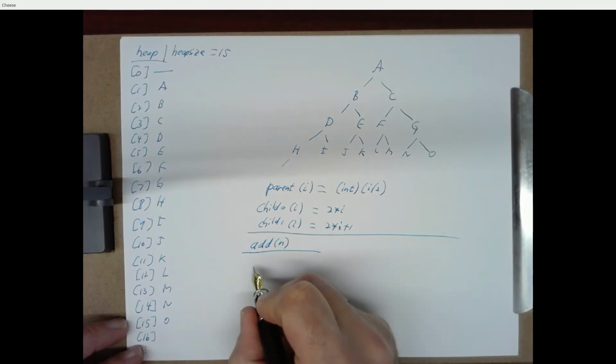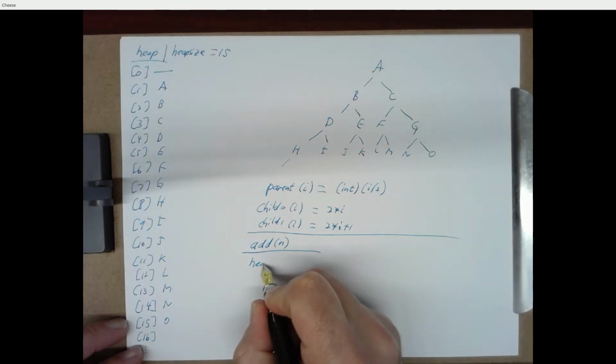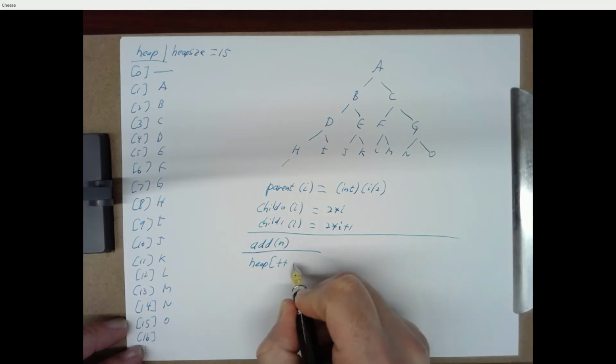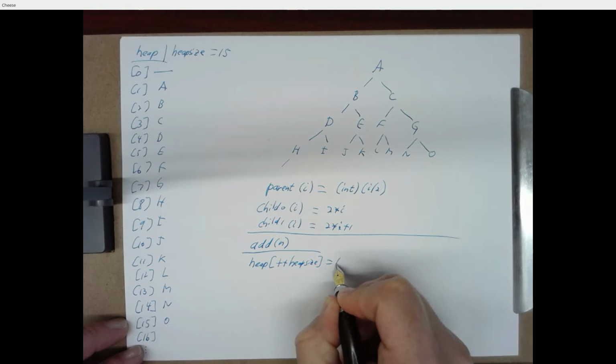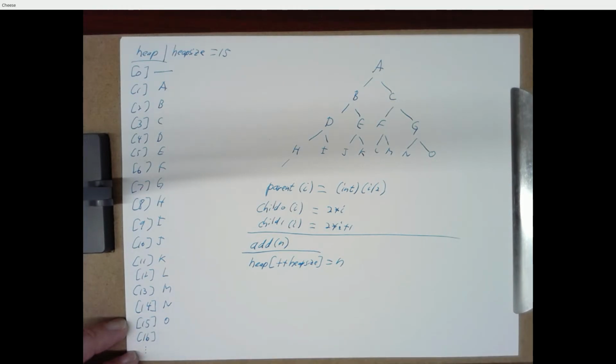So to add a number n, we can say something like heap, bracket, and we can pre-increment heap size and set that equal to n. As long as we still have an index. As long as we have an infinite array here, that makes it convenient.